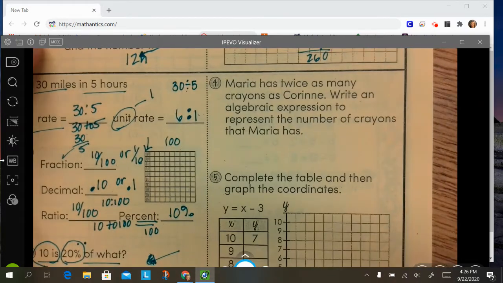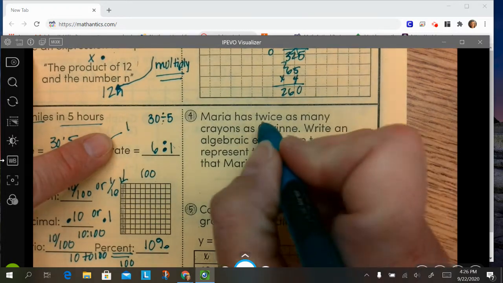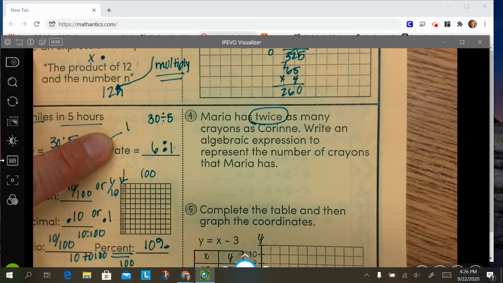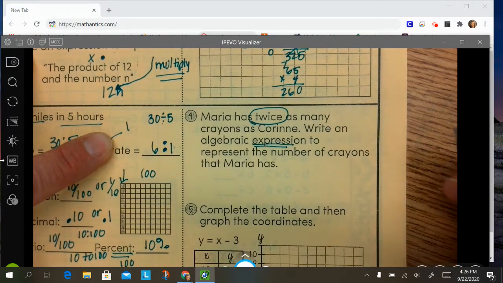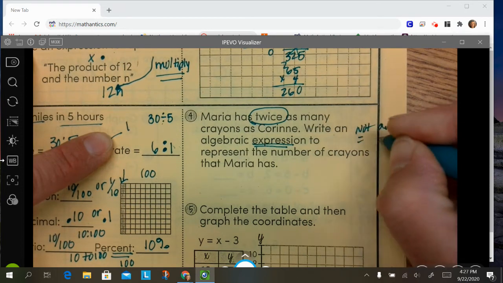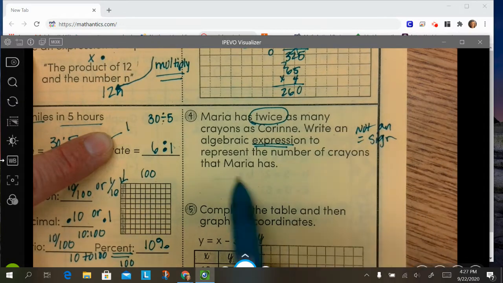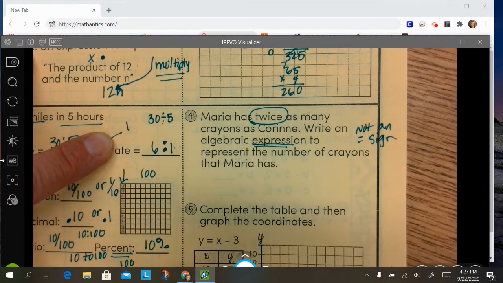Moving on. Here's number 4. Number 4 says Maria has twice as many, and I'm going to circle that, twice as many crayons as Corinne. Write an algebraic expression, so we know an expression is not an equal sign, to represent the number of crayons that Maria has. Okay, so Maria has twice as many crayons as Corinne.